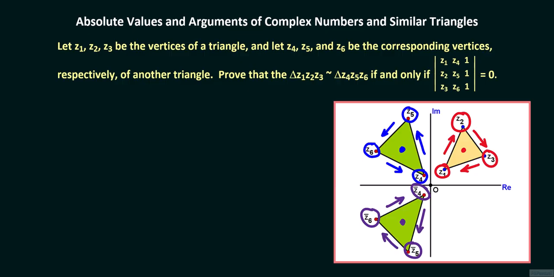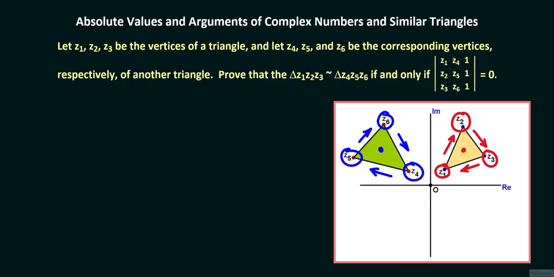We can then show that the determinant equation is still true, except that this time the second column of the determinant is made up of the conjugates z4 bar, z5 bar, and z6 bar. The proof for this is very similar to what we will show for when the two triangles have the same orientation. We leave this as an exercise for the viewer. So, without loss of generality, we assume that the two triangles have the same orientation.